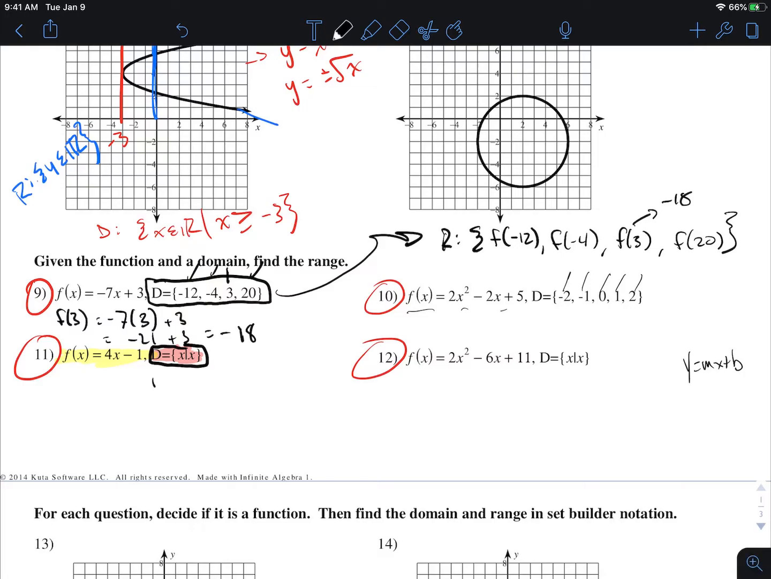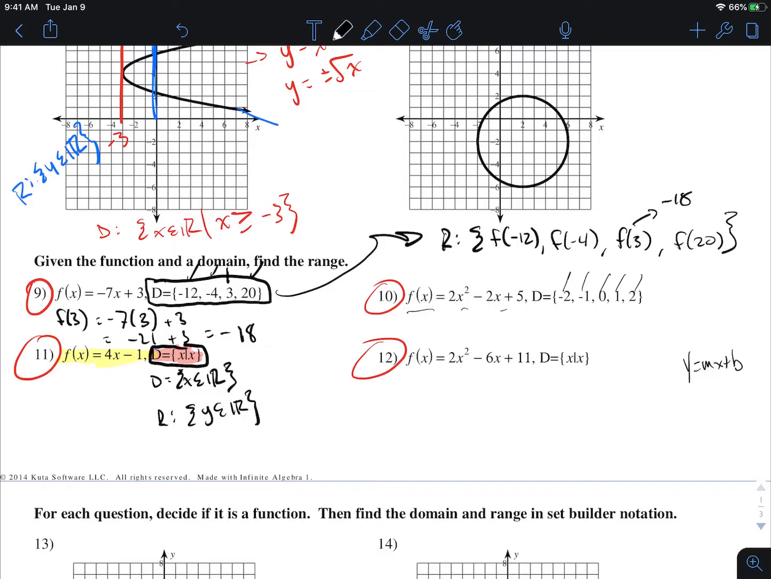So basically, you put any number in? Yeah. That's equivalent to what they've written there. So then the range, I know that the range for a line has to be, right?